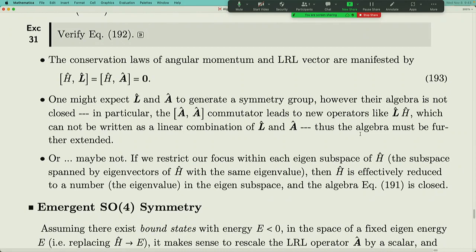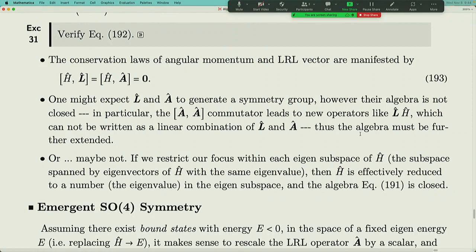Because if you want to say that these operators form an algebra, that means if you calculate any commutator among them, it must be decomposed into a linear combination of L and A. But that's not true because the A and A commutator goes to a new operator which can never be written as a linear combination of L and A, so that's not a closed algebra. That's why the algebra must be further extended. But then it will be more complicated.